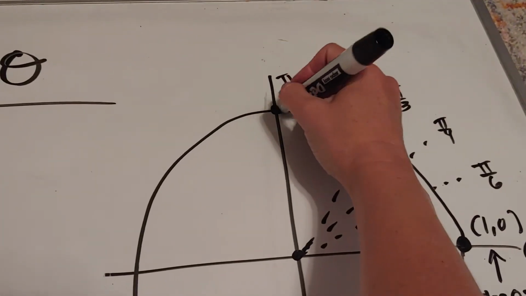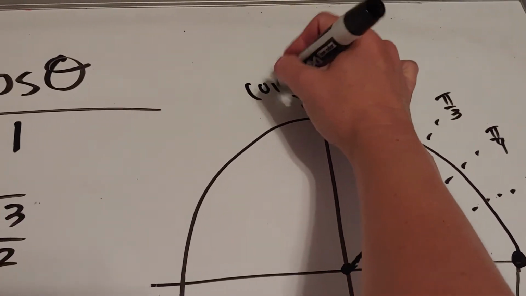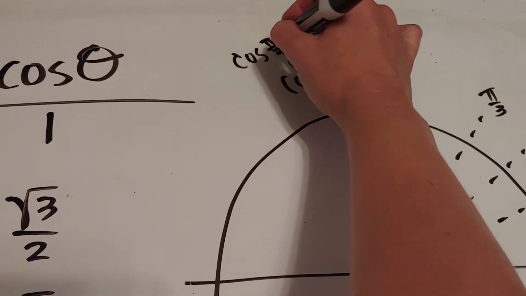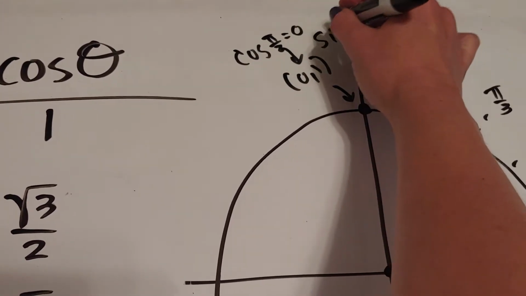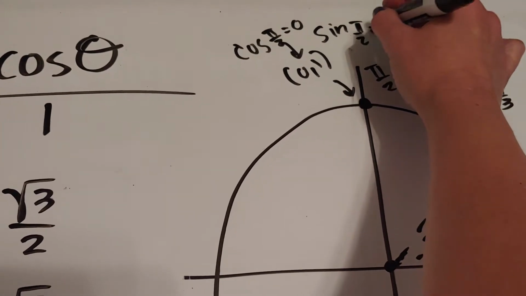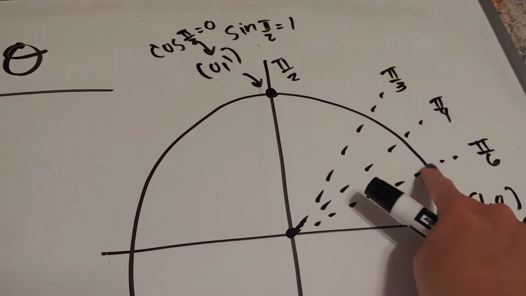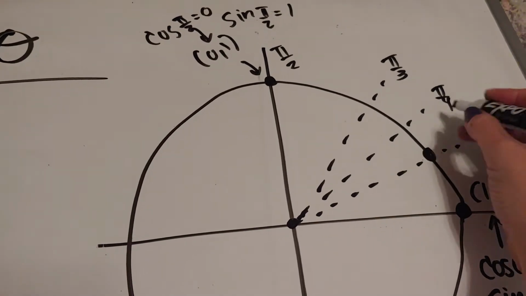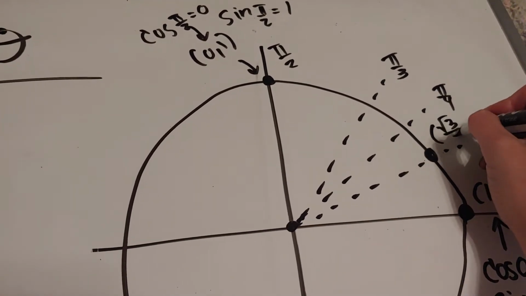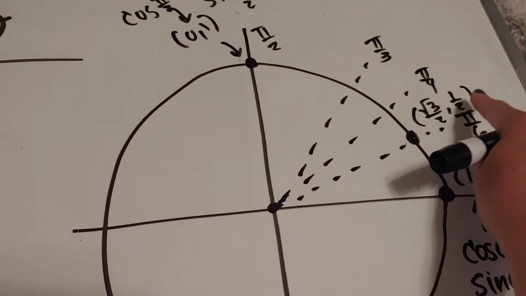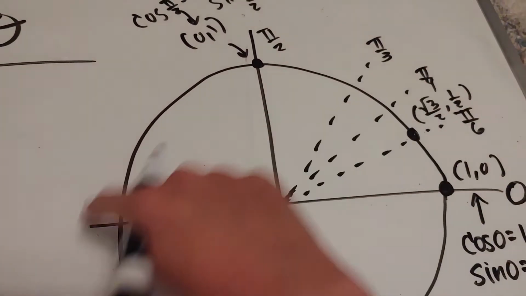And if I come over here, this is (0, 1). So this is saying the cosine of pi/2 is 0 and the sine of pi/2 is 1. And you could do it for all of these. This one right here has a coordinate of (root 3 over 2, 1/2). So the cosine is the x coordinate, the sine is the y coordinate. I could keep doing that.